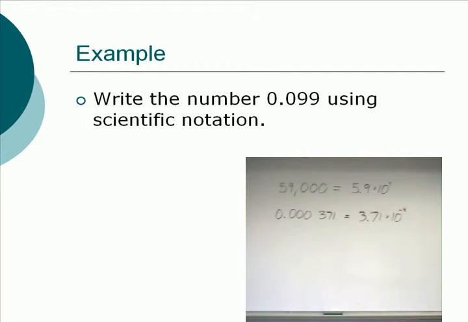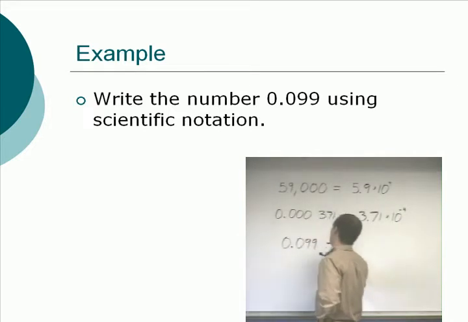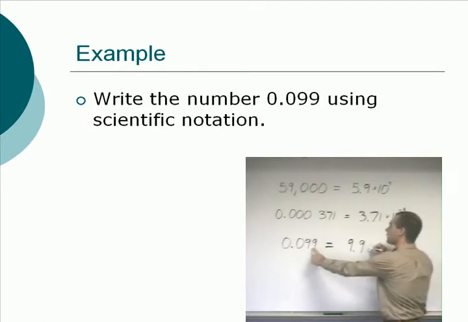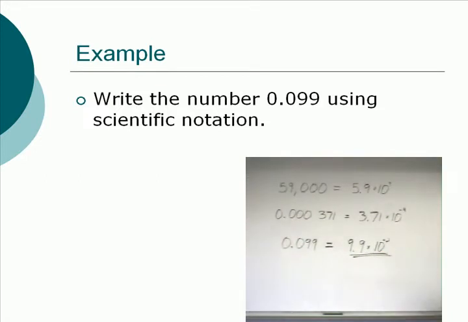One more quick one. 0.099. 0.099 is going to be what when we put it in scientific notation? 9.9 times 10 to the negative 2nd power, negative 2. 9.9 times 10 to the negative 2. Questions about any of those three?